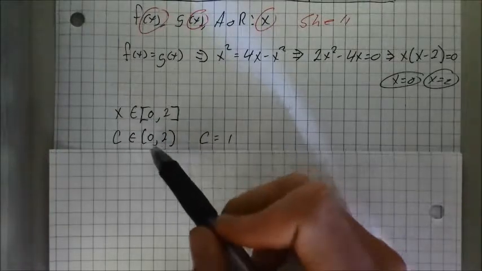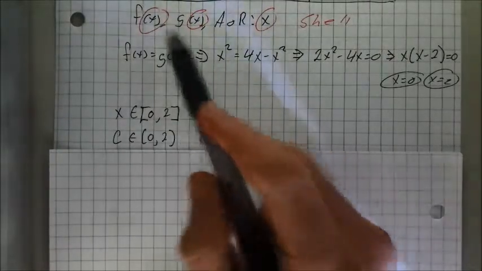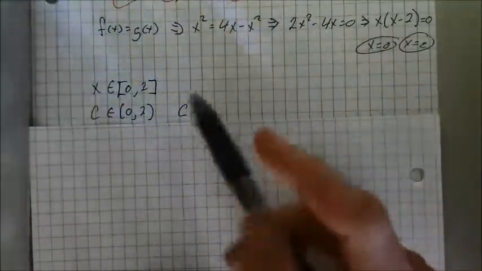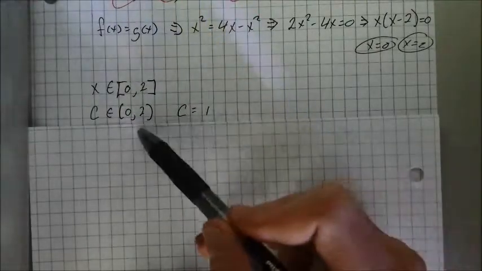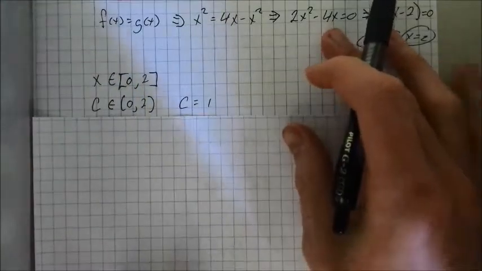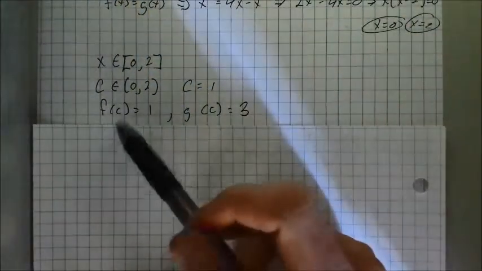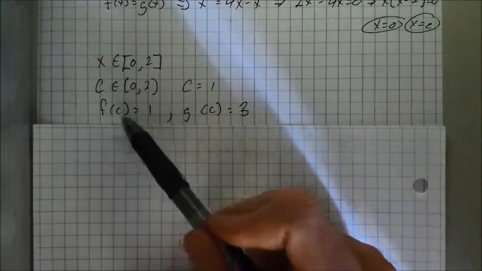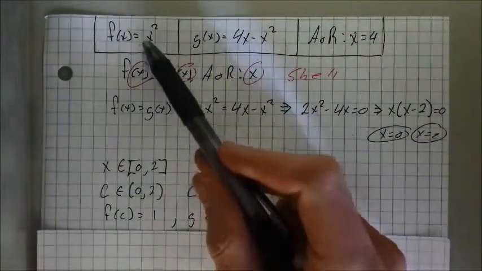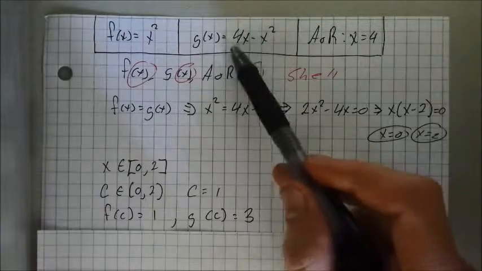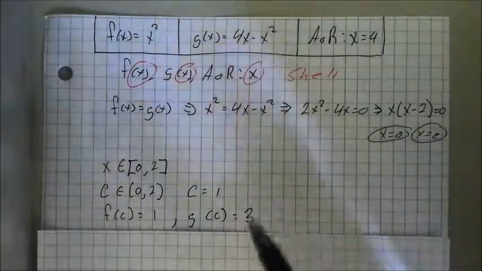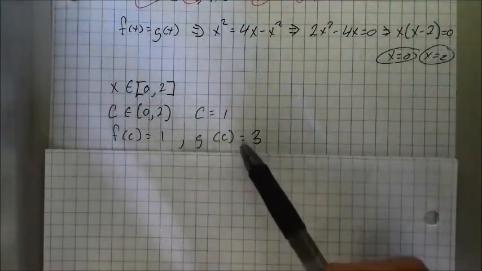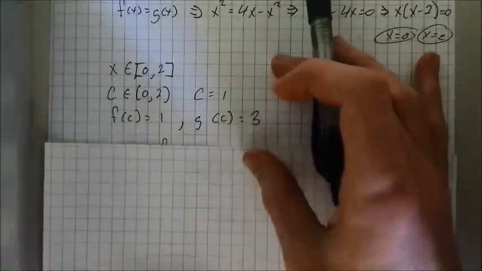So it can't be your endpoints because those are equal. That's when these two functions are equal to one another, and you want where in between there. So we're going to use c equals 1 because it is obviously the most straightforward number to use here. And we're going to evaluate each function at c. So f of c, x squared, so 1 squared is 1. For g, 4 times 1 is 4, minus 1 squared is 1, so 4 minus 1 is 3. So f of c is 1 and g of c is 3, and from that we can make this inequality.